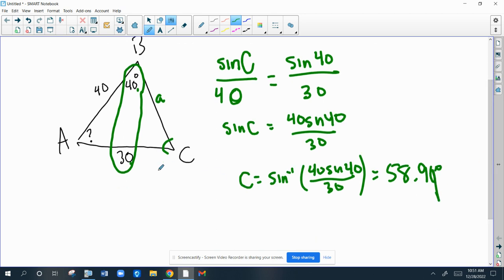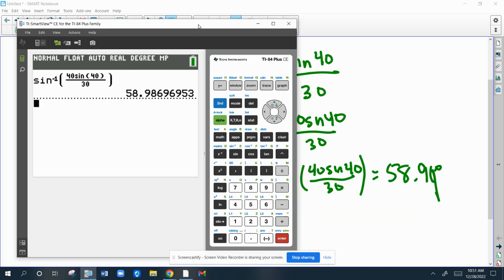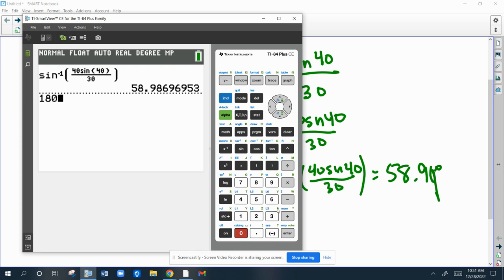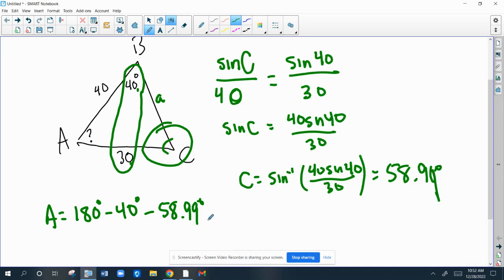Now remember, we were trying to solve for A, but now we have two of the three angles in the triangle. So A would be 180 minus 40 minus 58.99. So 180 minus 40 minus this answer right here, and I got 81.01 degrees. And that's it. It's pretty easy.